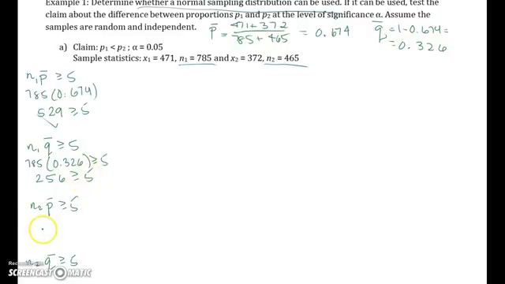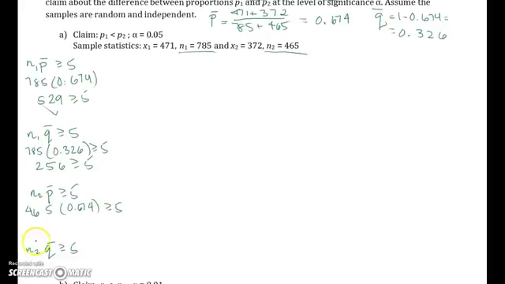Then you do the same thing for N2. Your N2 was 465. And then that times the P would be 0.674. That also is greater than 5. If you think about it, it's like 67% of 400. It's a big number. Definitely bigger than 5. And then for your last one, you're multiplying N2, which is 465, times the Q bar, which is 0.326. If you multiply those, you also get a number that is definitely greater than or equal to 5.